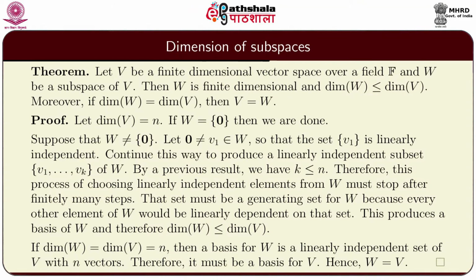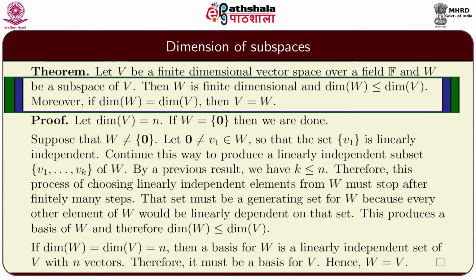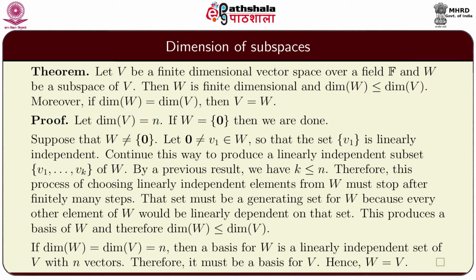We first prove this theorem, which relates the dimension of a subspace and the dimension of the parent vector space V. So, let V be a finite dimensional vector space over a field F and W a subspace of V. Then W is also finite dimensional and dimension of W is less than or equal to dimension of V. If dimension of W is equal to dimension of V, then V is equal to W.